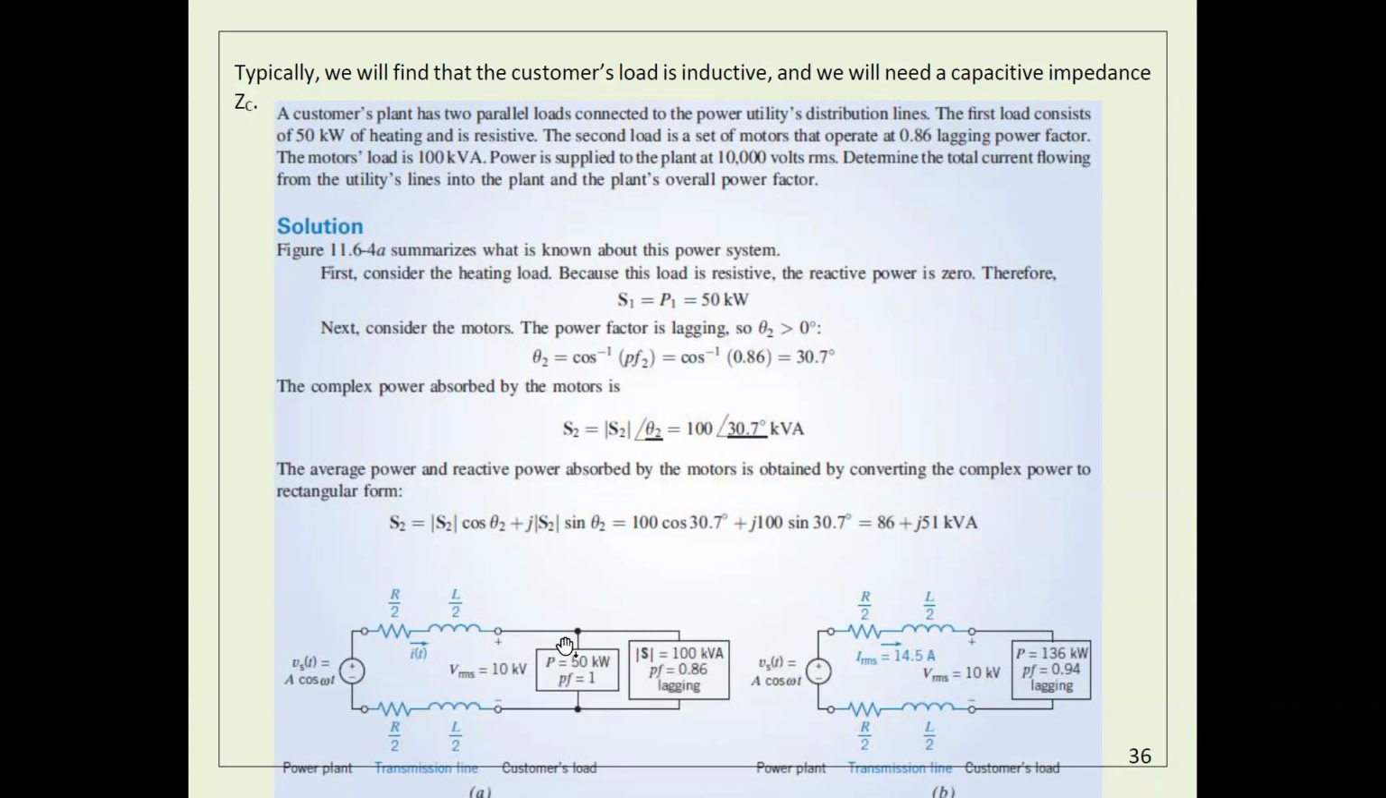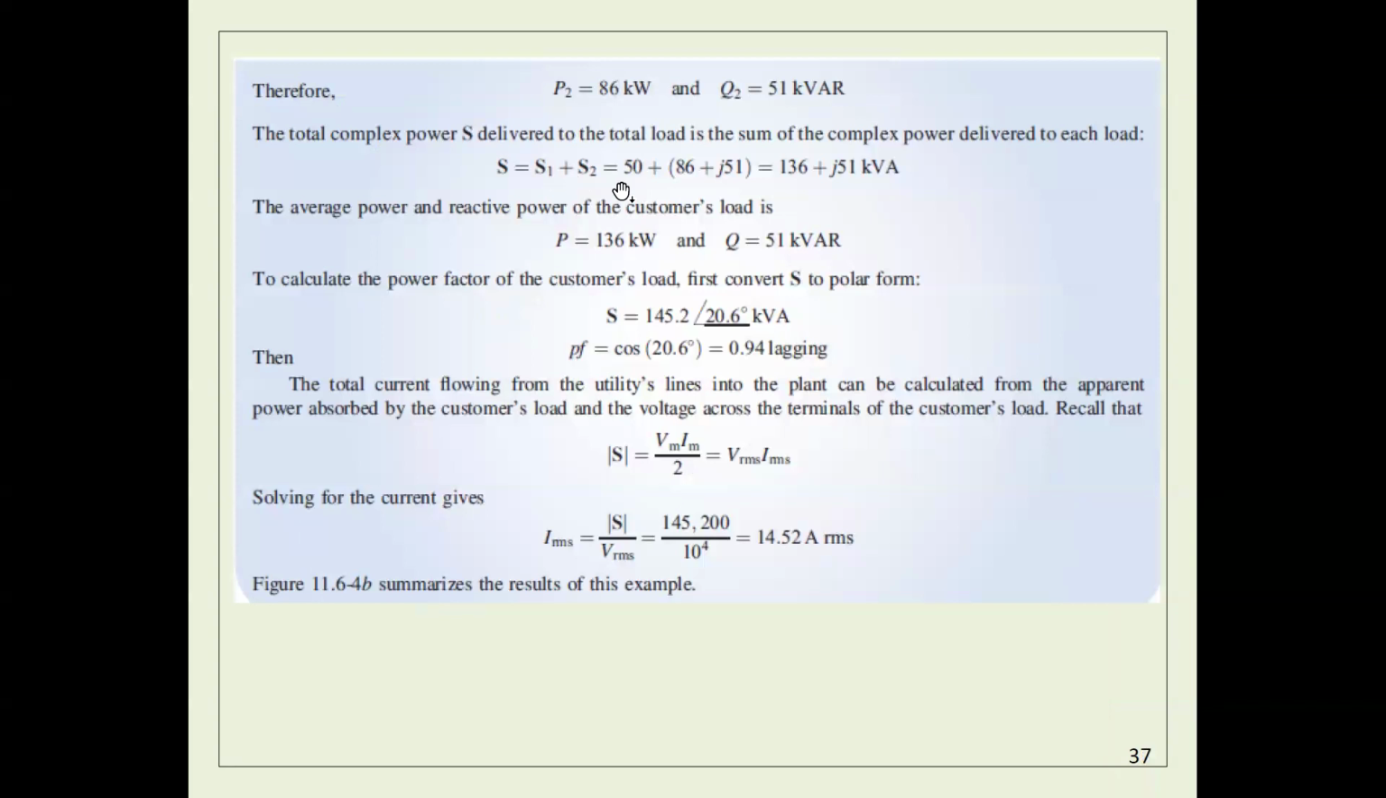Okay. If I add these two power together, I will get the total power. So you can see this power has only a real part. But this power here actually has a real part, but also it has an imaginary part. Okay, it has two parts. So now I can add the two power together. This will give you the total power.